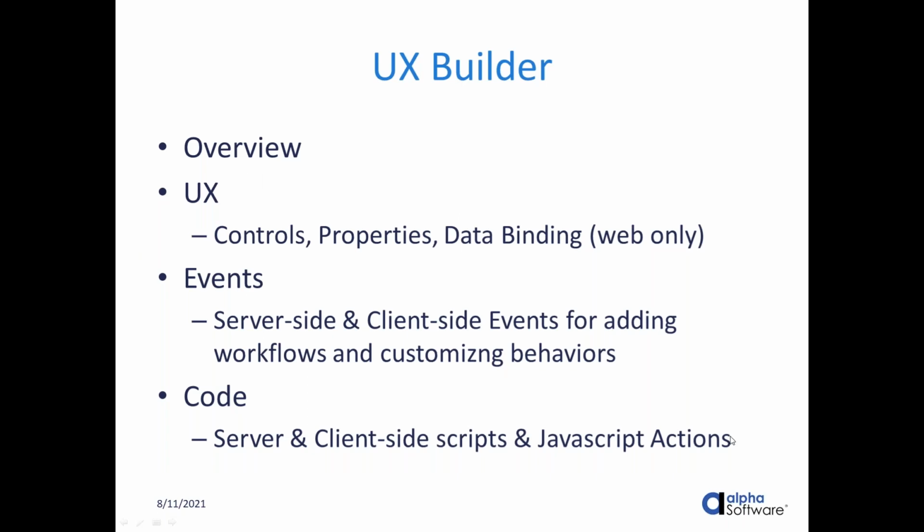So just a quick overview of what we talked about. You have your overview, and you have your UX, where you control the properties. Also data binding, which is only applicable to web applications. You don't want to use data binding in a mobile app. Then your events, where all of the events for the UX component are located. And then a code section where you add all your custom server-side, client-side, and JavaScript actions.